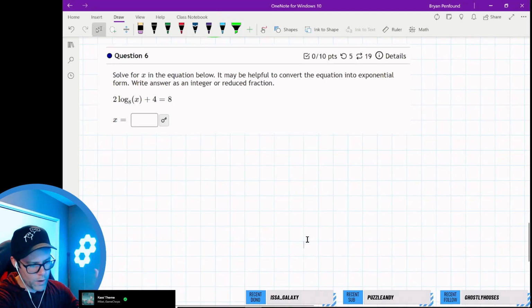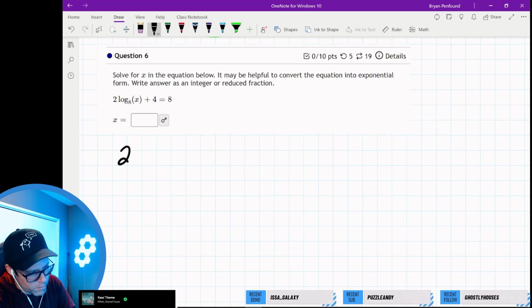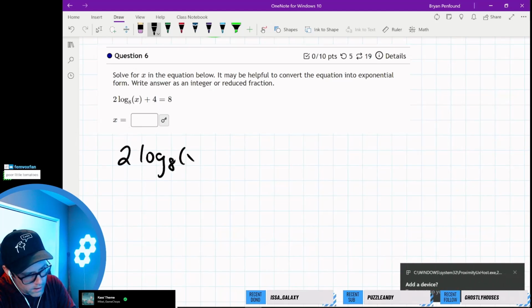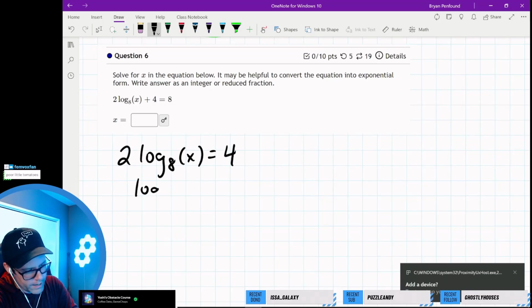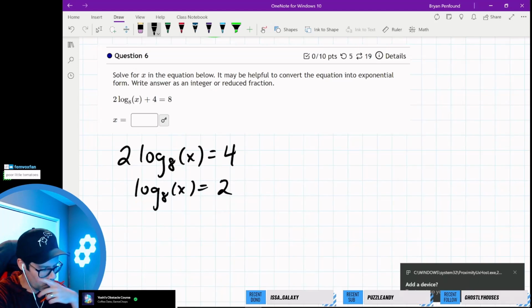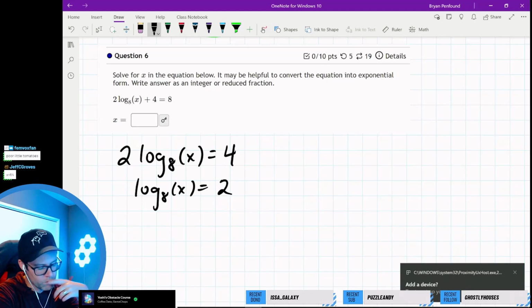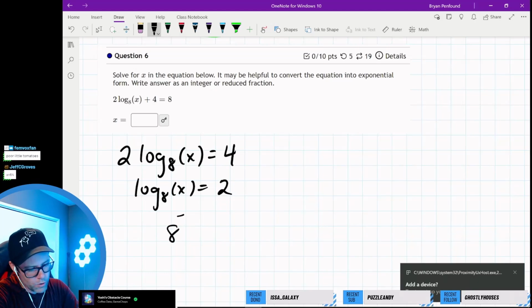Solve for x in the equation below. It might be helpful to convert the equation into exponential form, write the answer as an integer or reduced fraction. Fine. Let's subtract 4 from both sides so that 2 log 8x is equal to 8 take away 4. And then we should be able to divide by 2. So we want to do 4 divided by 2, which is 2. So this is really asking us 8 to what power would be equal to 2.